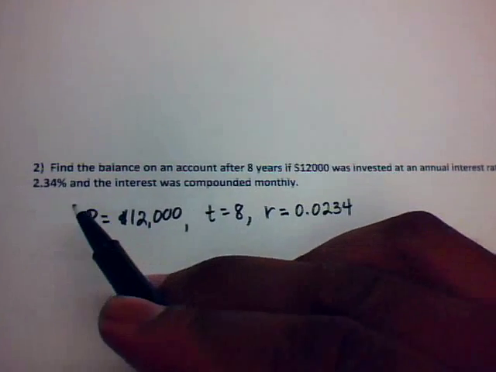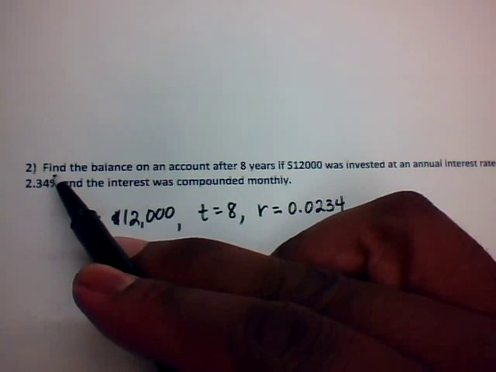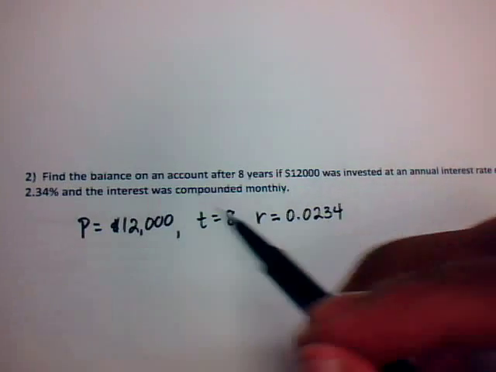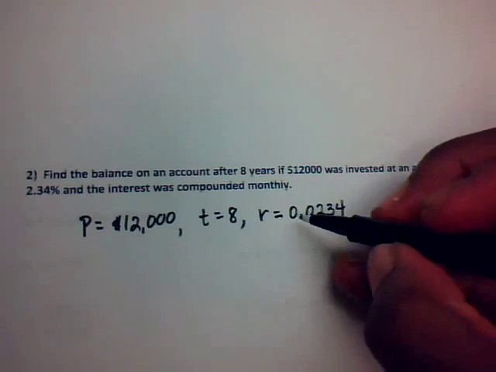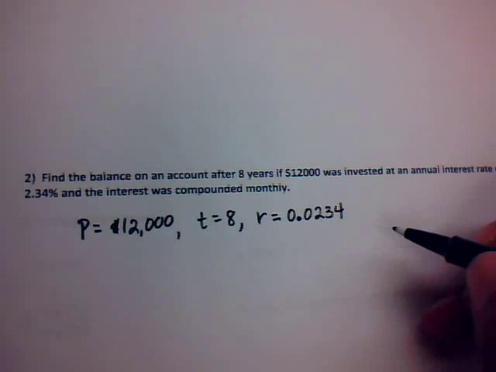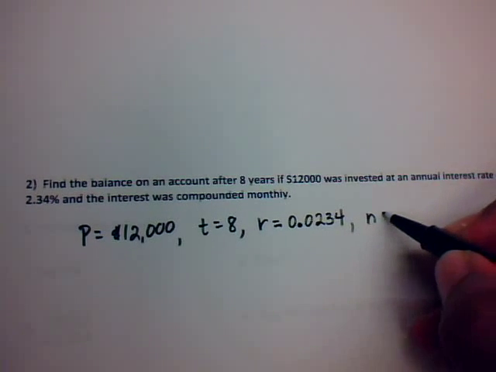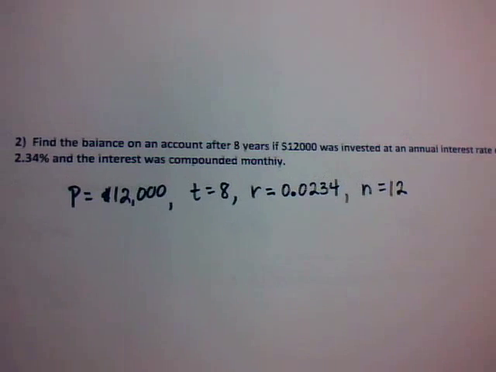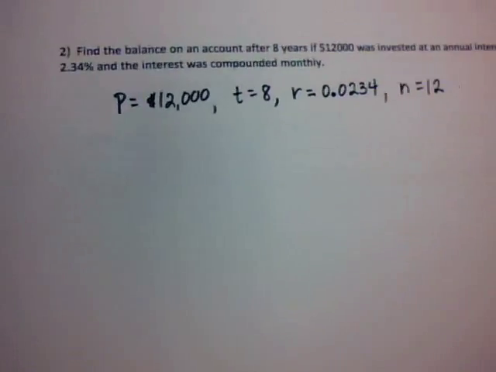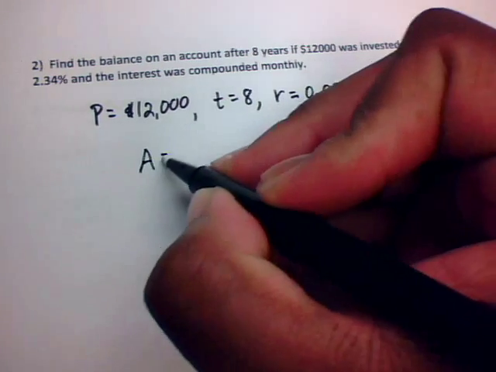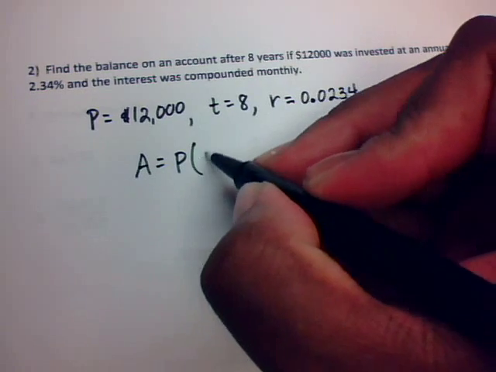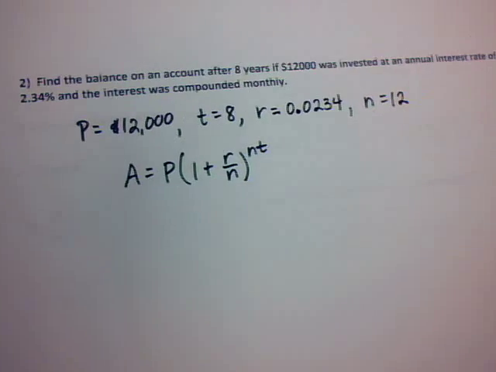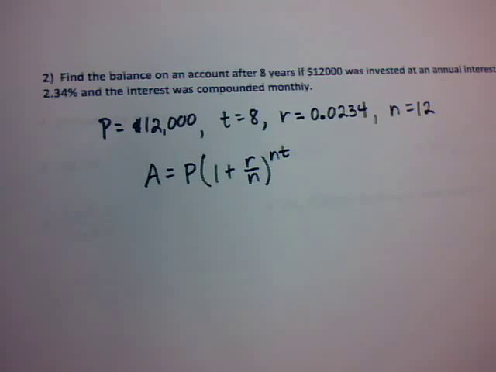0.0234. We're told it was 2.34%, but as you know, to change the percent to a decimal, you drop your percent sign, move the decimal point 2 places to the left. So as a decimal, it would be 0.0234. And n is the number of compoundings. So here it's compounded monthly, so that means n is going to be equal to 12. And for n compoundings in a year, we always use this formula: A is equal to P times 1 plus r over n, and that quantity is raised to the n times t.